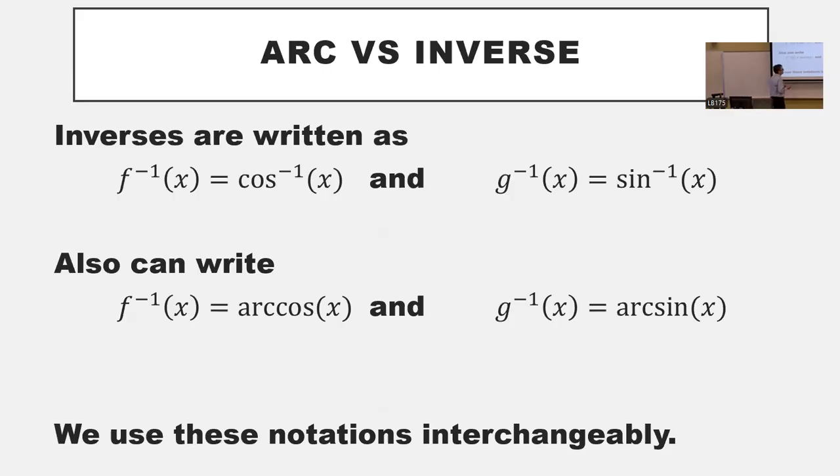Now, one other thing before we start calculating stuff. Inverse cosine has another notation, which is arc cosine. So the arc cosine and inverse cosine, both, we're putting in an x value on the unit circle, and it's giving me back an angle. Okay.